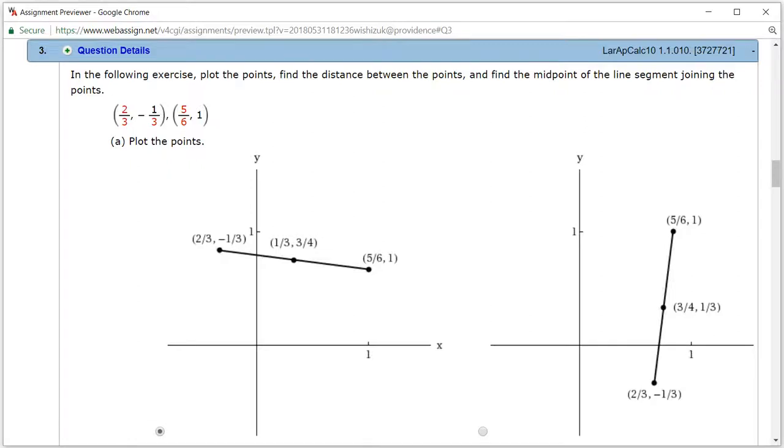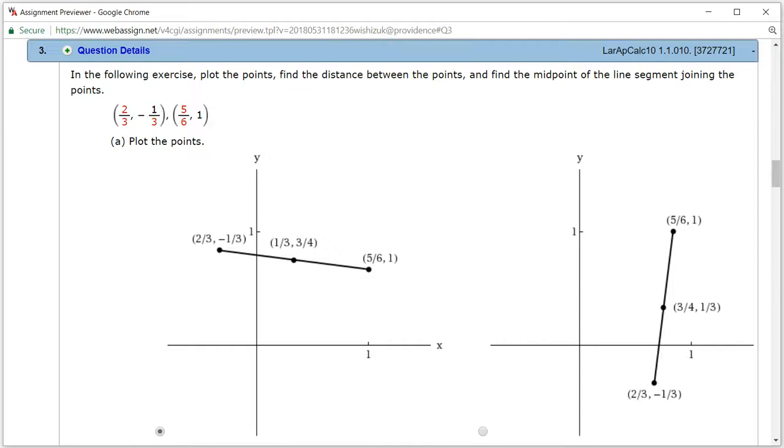All right, let's look at homework 1.1, problem number 3. We have 2 points given, and first we want to plot those points. So let's find the correct one. The first point is negative 2/3 comma negative 1/3.